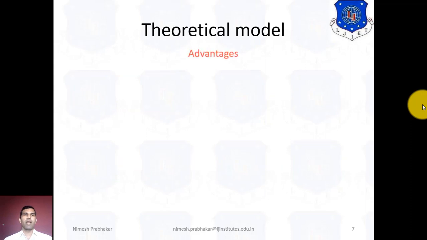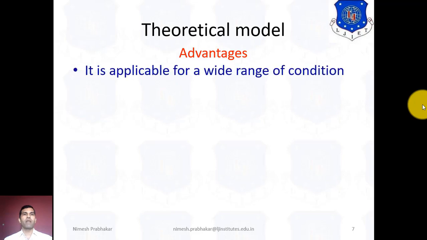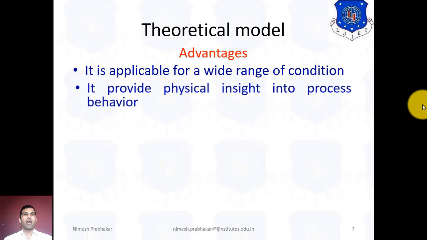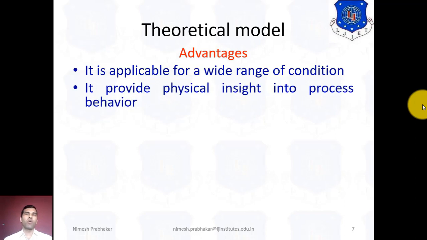Now there are some advantages and disadvantages of this model. First of all we see the advantages. The first and most important advantage is that it is applicable for a wide range of conditions. That means we can apply this model on different processes. The second advantage is that it provides physical insight into process behavior. So these two are the advantages of theoretical models.